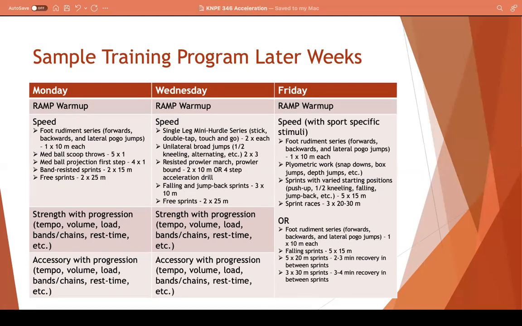The strength and accessory work can also be progressed using tempo, volume, load, bands or chains for extra resistance, and decreased rest time, which allows us to progressively overload the athletes. Overall, it's important to have a well-balanced, well-rounded training program to push the athletes to improve and develop sprint speed and acceleration speed.